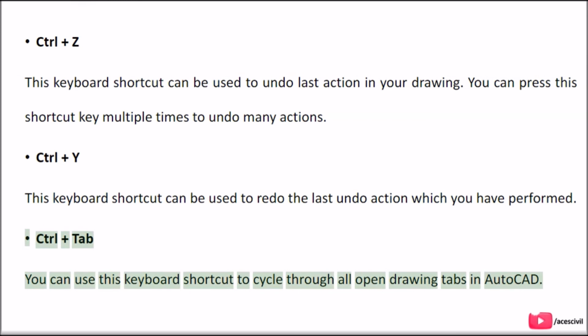Ctrl+Tab. You can use this keyboard shortcut to cycle through all open drawing tabs in AutoCAD.